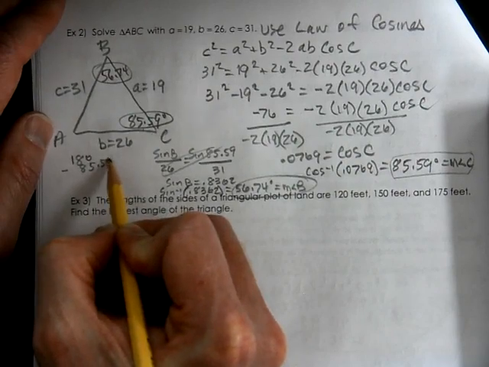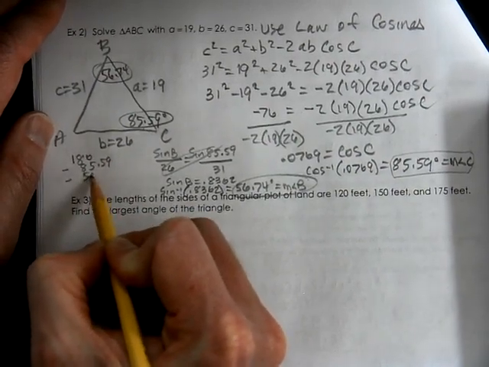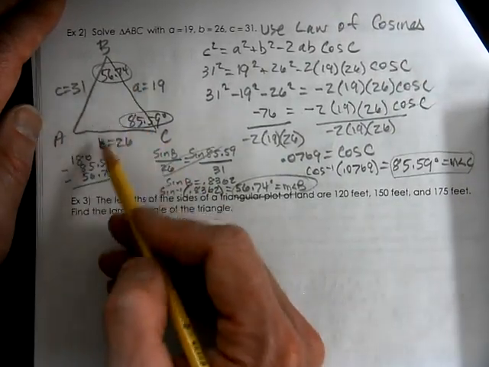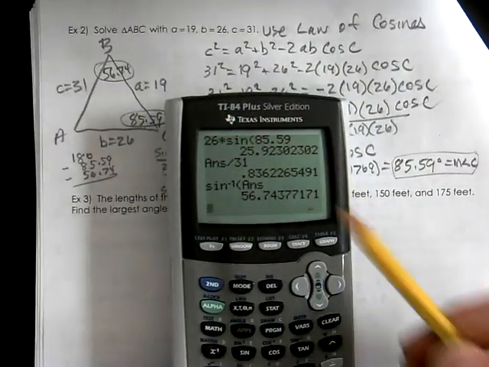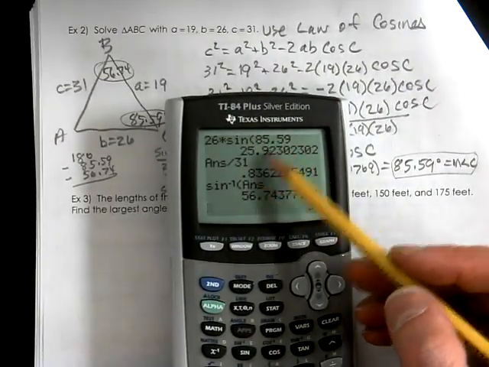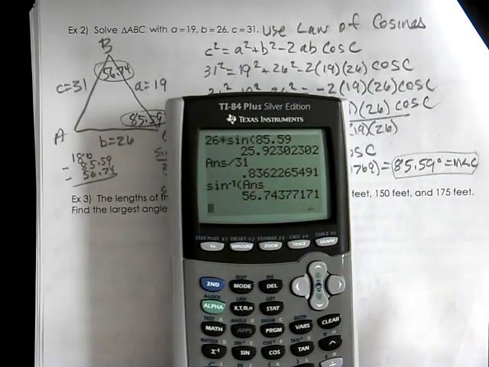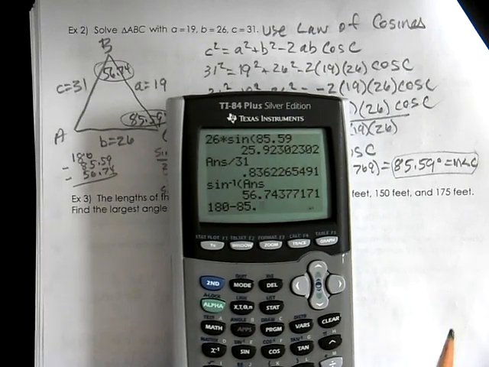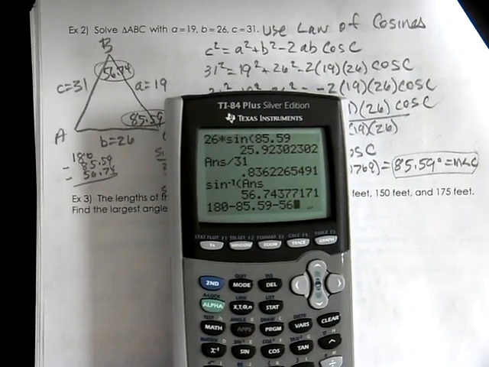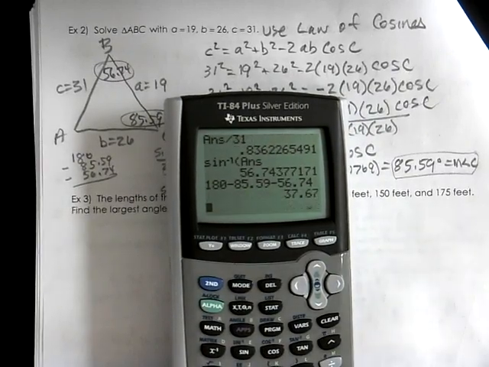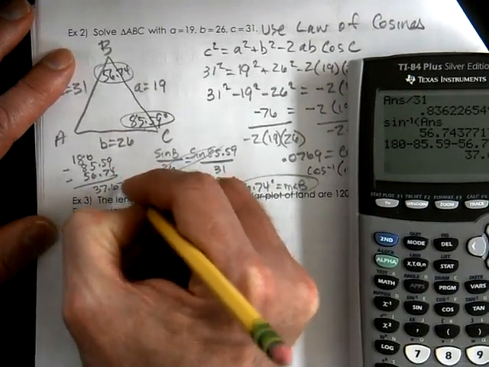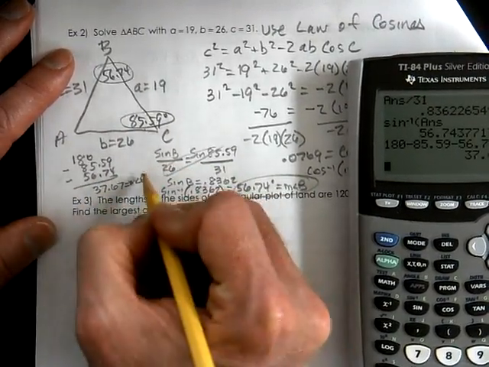If you trust your numbers, you don't have to recalculate. It might actually benefit you to calculate it. Use a proportion, solve for A, and see if the angles get super close to 180. They should be exact, but if you're using any rounded numbers, they're only going to be very good approximations. 180 minus 85.59 minus 56.74. That gives me 37.67, and that's the measure of angle A.